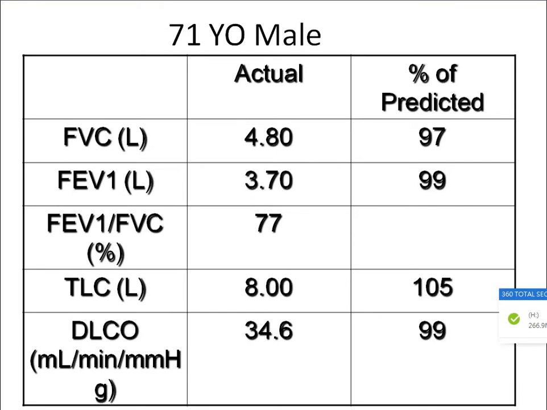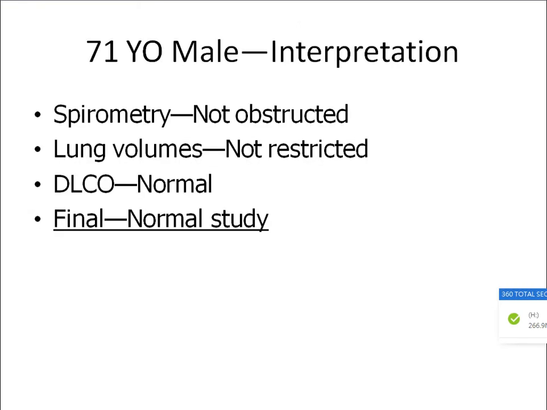Afterwards, FVC, forced vital capacity, percentage predicted you have to see. How much? 97%. It should be greater than 80%. Normal. Total lung capacity 8 liters, accepted, normal. DLCO, diffusing capacity of the lung for carbon monoxide, percentage predicted is 99. The normal value is more than 80. Again normal. So this is a normal study.